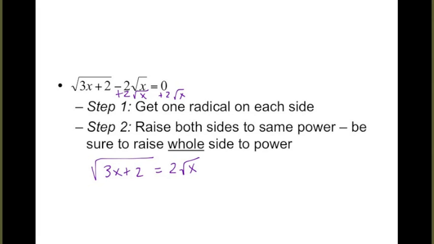If you only have one root, you want to start by getting it alone. If you have more than one root in the problem, you want to get both of them alone. Separate them. Then we're going to raise both sides to the power. We need to make sure that it says we raise the whole side to the power. So since these are square roots, we're going to square both sides of this equation.